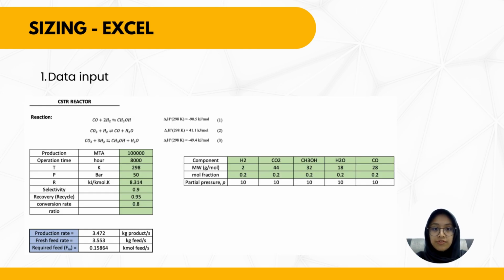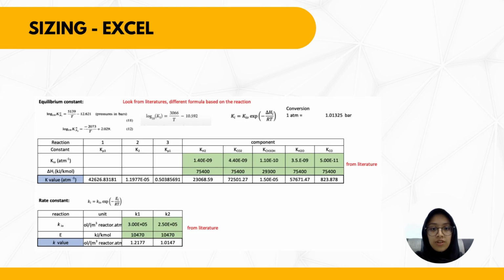For the actual calculation for sizing, the first step is to input the information you have, such as temperature, pressure, conversion rate, mole fraction, production, operation time, etc., in the green box. Then it will calculate the production rate, fresh feed rate, and required feed. For the equilibrium constant K for the reaction, there is no specific formula as it depends on the reaction. Each has its own formula, so this step would differ for each reaction. But for the K for component, you can input delta H and K value in the green box. The same for the rate constant, you can input the E and k value obtained from literature in the green box.